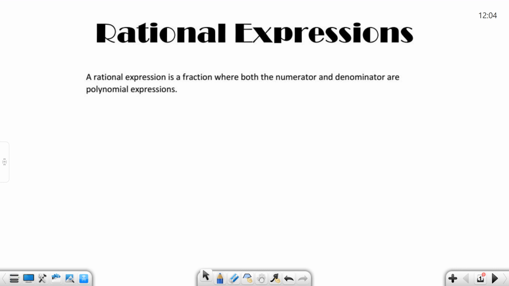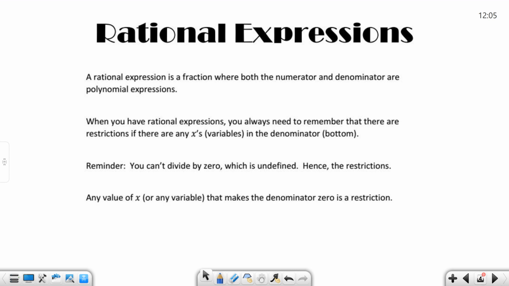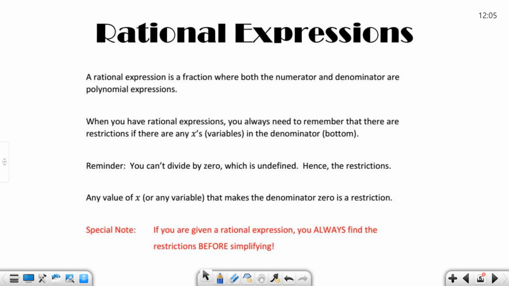A rational expression is a fraction where both the numerator and denominator are polynomial expressions. When you have rational expressions, you always need to remember that there are restrictions if there are any x's, variables, in the denominator or the bottom. Reminder, you cannot divide by 0, which means undefined. Hence, we have restrictions. So any value of x, or any variable if it's not x, that makes the denominator 0 is a restriction. It's an excluded value.